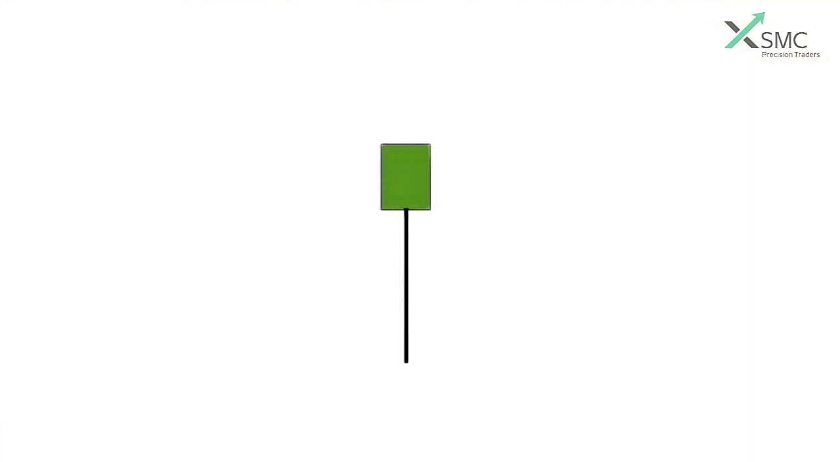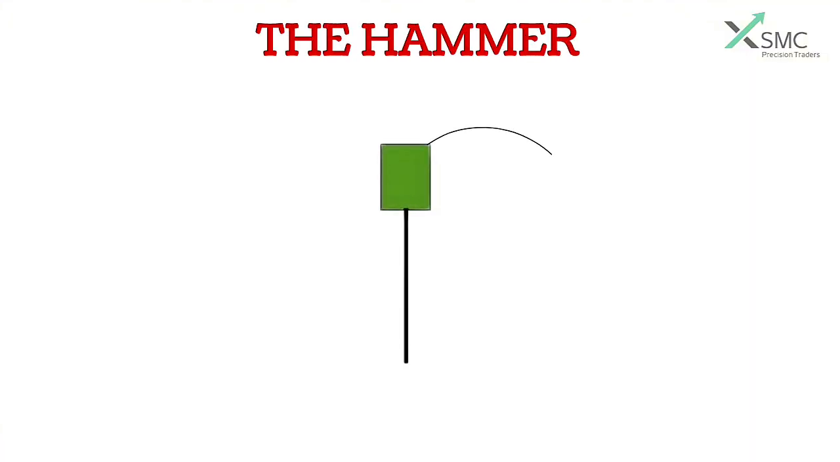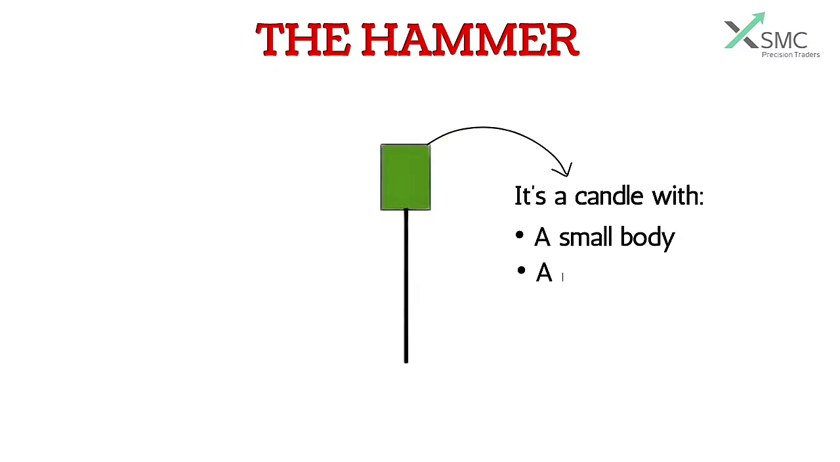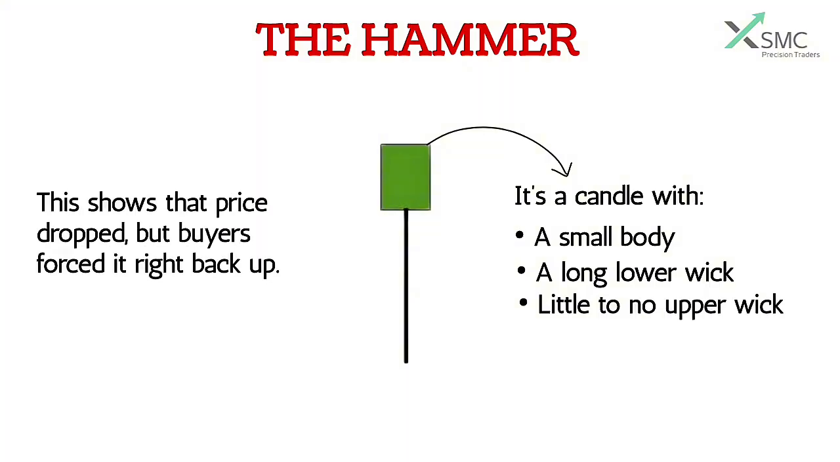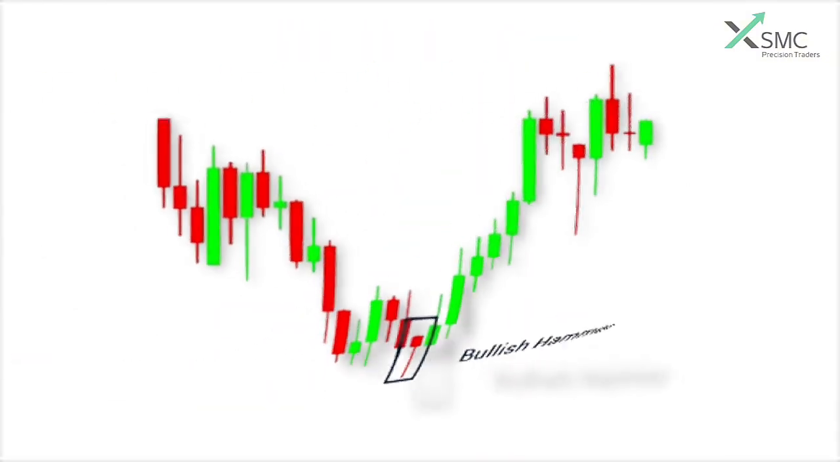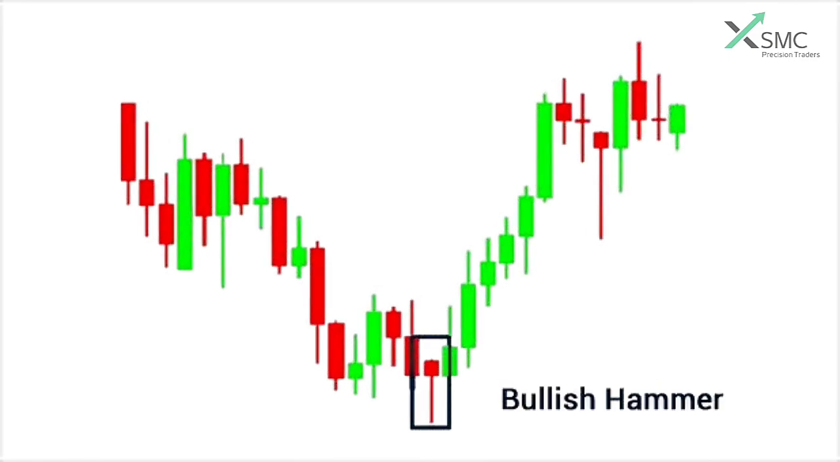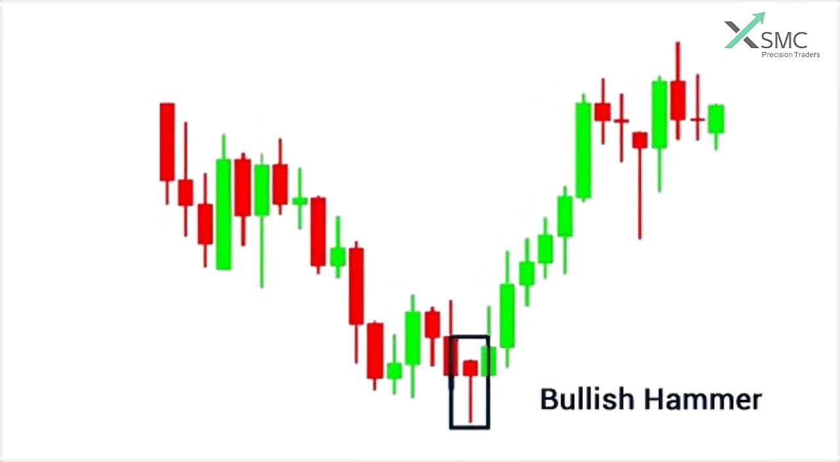Next is the hammer. The hammer is one of the simplest but most powerful signals. It's a candle with a small body, long lower wick, and little to no upper wick. This shows that price dropped, but buyers forced it right back up. It's a sign of rejection, and you'll often find it around support zones or the bottom of a downtrend.